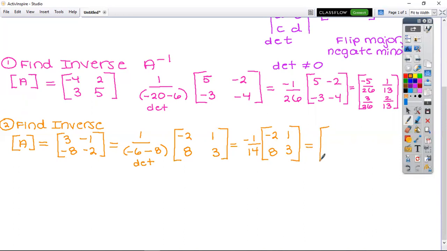All right, so answers. I have 2/14 reducing down to 1/7. I have -1/14 next. 8/14 is going to reduce to -4/7. And last would be -3/14.